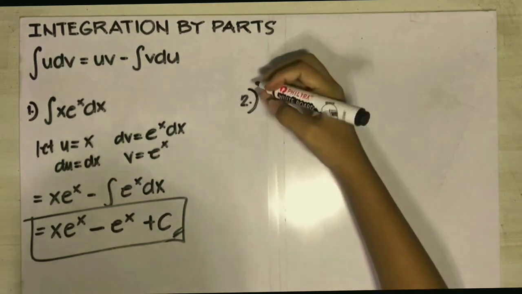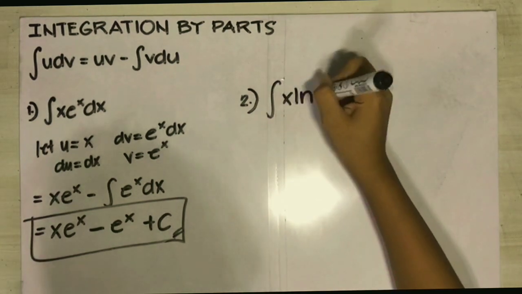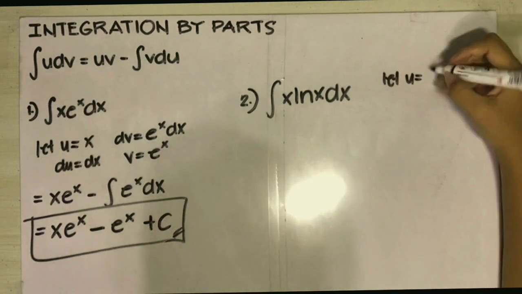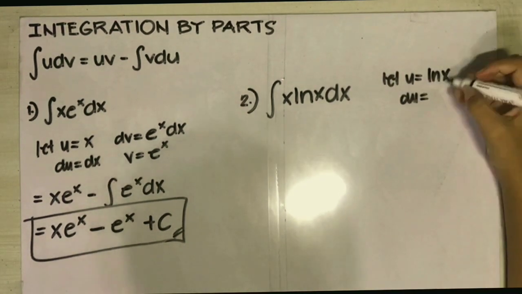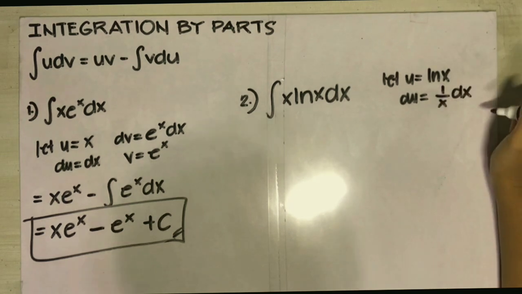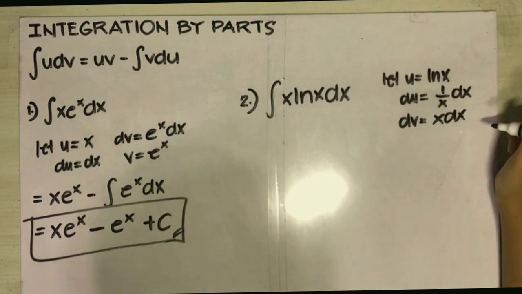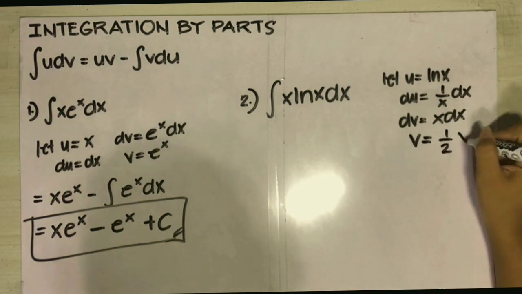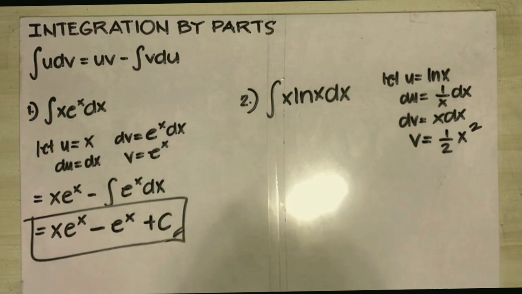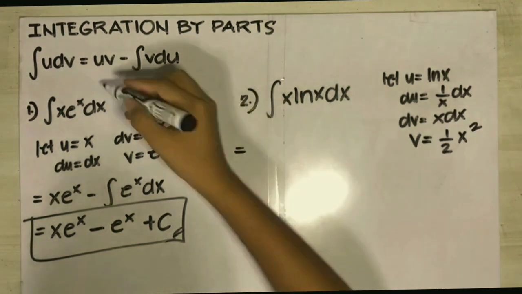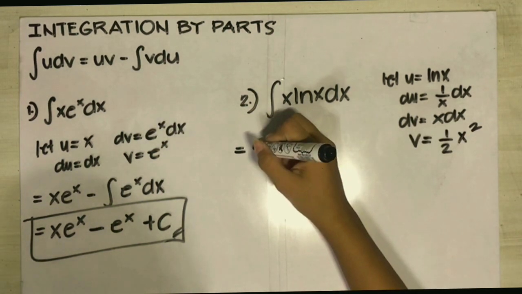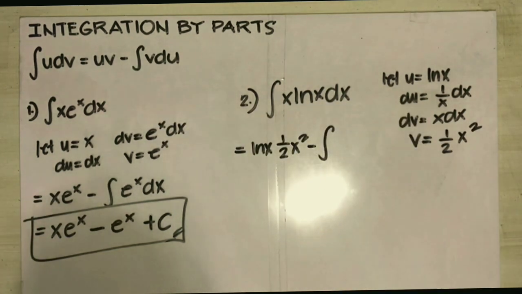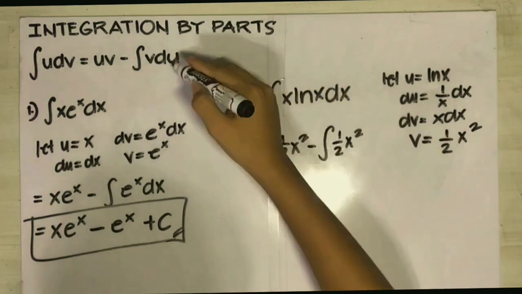So for our number 2, the integral of x ln x dx. So again, let's get our values. Let u equal ln x, du equal 1 over x dx, dv equal x dx, and our v is equal to 1/2 x squared. And now, let's apply it to the formula. So this is equal to ln x times 1/2 x squared minus the integral of 1/2 x squared times 1 over x dx.